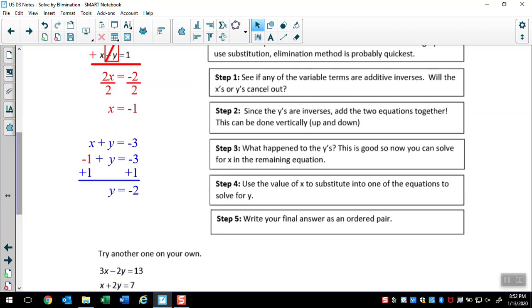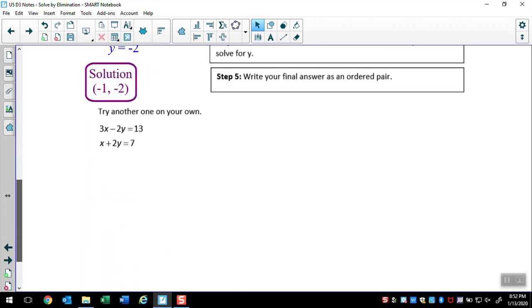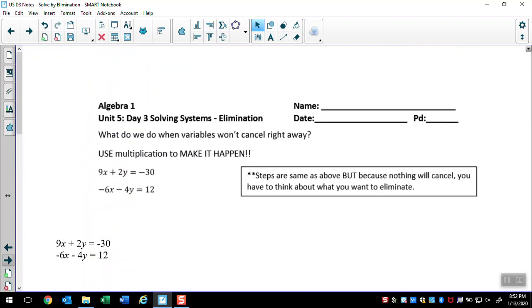So now I can write my solution. Remember, my solution has to be an ordered pair. So negative 1 and negative 2. Right. So now I want you to come down here, and I want you to try this one here on your own. If you notice, your y terms are your additive inverses, so they're going to cancel out. Go ahead and pause the video now. All right, let's go to the next page.